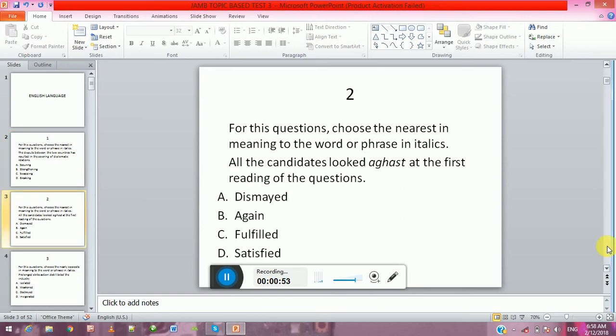For this question, choose the nearest meaning to the word or phrase in italics. All the candidates looked aghast at the first reading of the questions. The word is aghast. The word nearest in meaning is A. Dismayed. B. Again. C. Fulfilled. D. Satisfied.